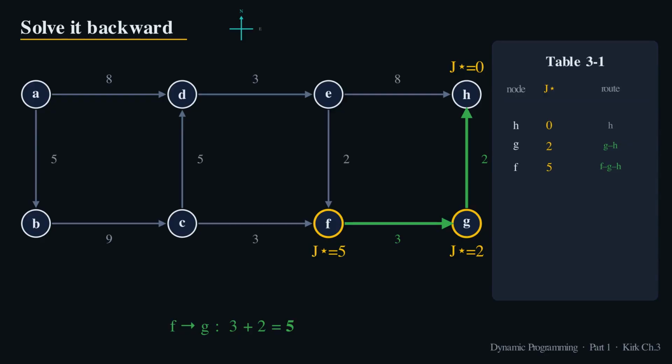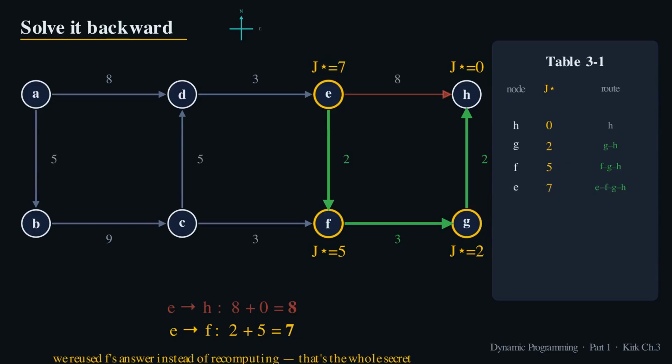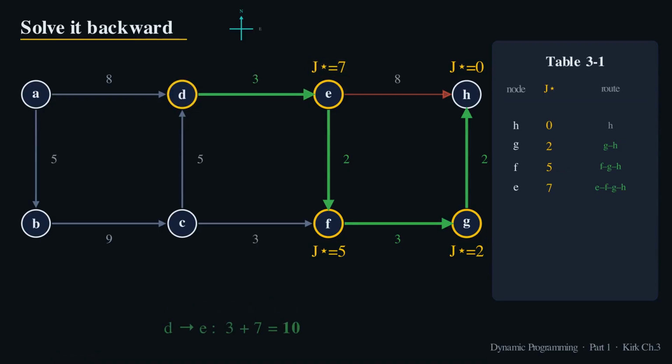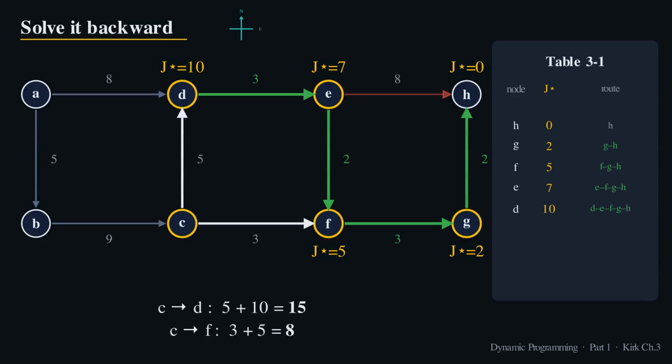From F, one move east to G costs 3, plus G's 2 makes 5. Now the first real choice. From E, you can drive straight east into H for 8 or dip south to F for 2 and inherit F's 5, which totals 7. 7 beats 8. So E's cost to go is 7 and its optimal heading is south. Notice what we just did. We reused F's answer instead of recomputing it. That reuse is the whole secret.